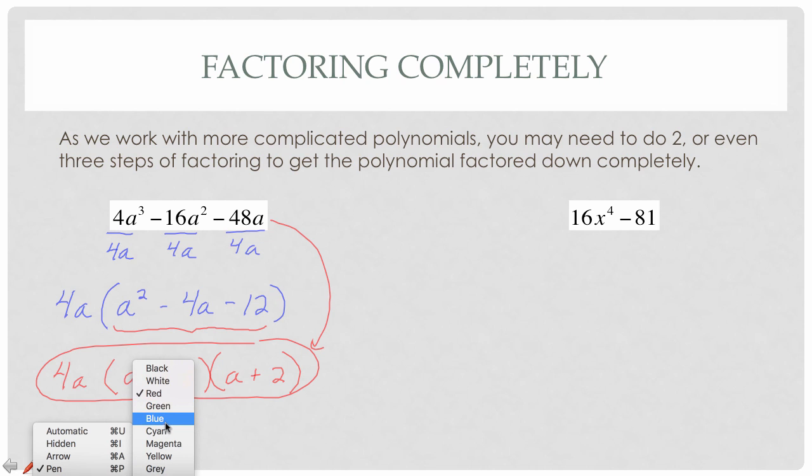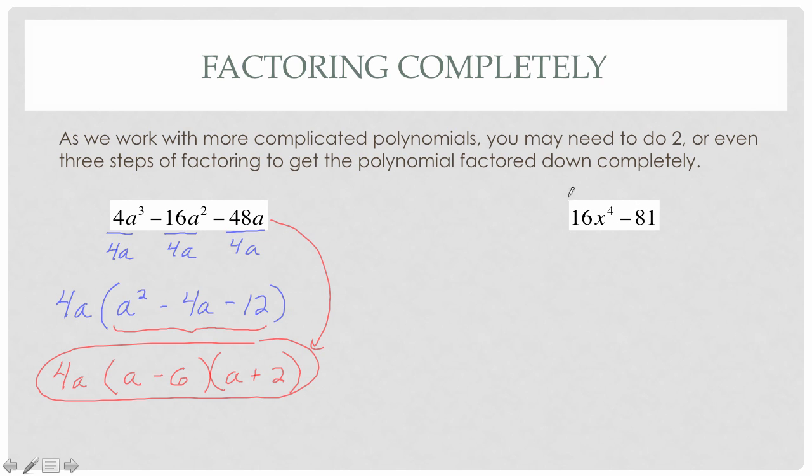Let's look at this one on the right. This is 16x to the fourth minus 81. Well, 16 is 4 squared. I like that. And 81 is 9 squared. But I'm tripped up a little bit by this x to the fourth unless I think about x to the fourth as x squared squared. So I really have a difference of two squares.